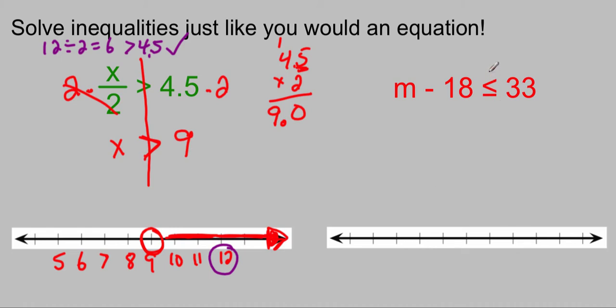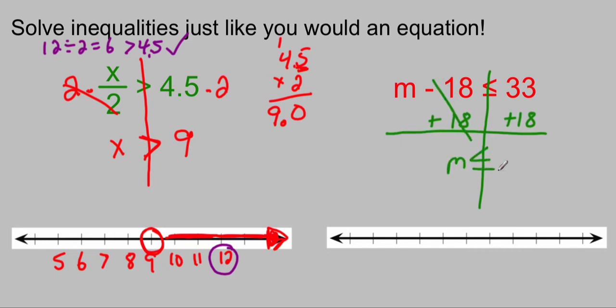All right, talk us through the last one. m minus 18 is less than or equal to 33. Undo subtraction with addition. Adding 18 to both sides cancels the left-hand side out and brings down the m. m is less than or equal to 51.